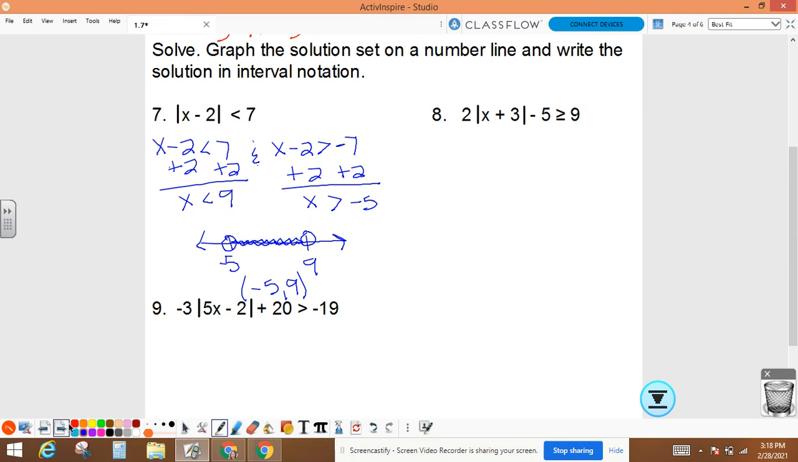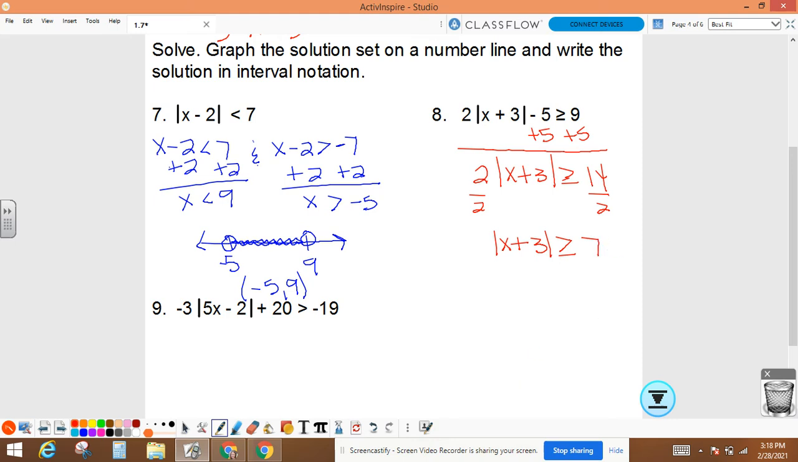Okay, so number 8. Absolute value has to be by itself before you can split, just like when you're solving an equation. So we're going to add the 5 on both sides. So we have 2 absolute value x plus 3 is greater than or equal to 14. Then we divide by that 2 to get rid of it, because remember, you cannot distribute into absolute value. So we have absolute value of x plus 3 is greater than or equal to 7.